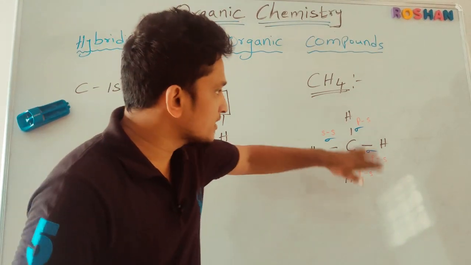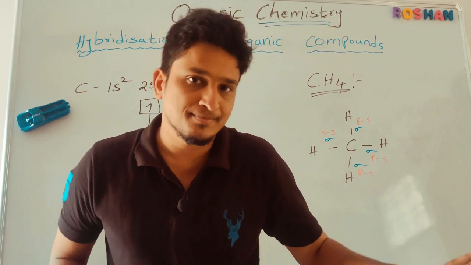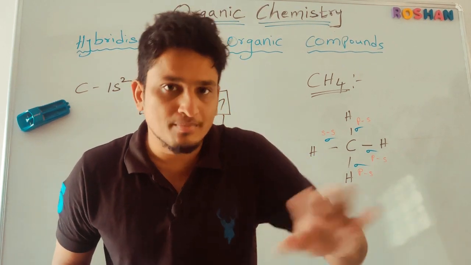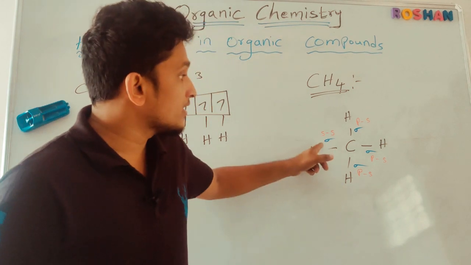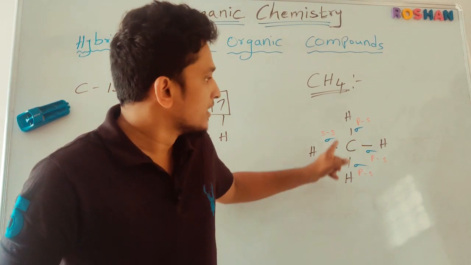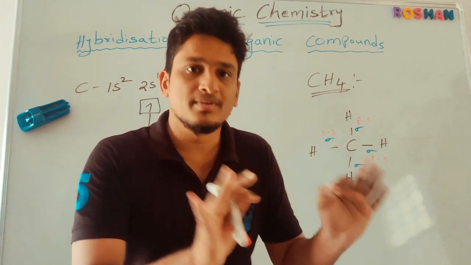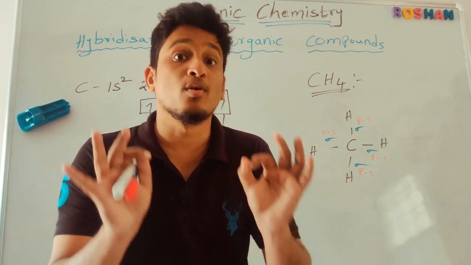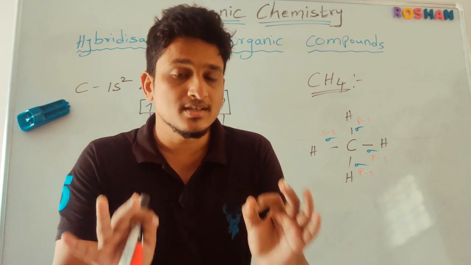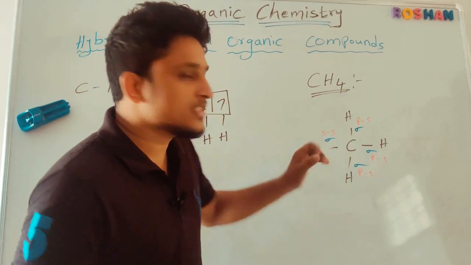Out of all these 4 single bonds, is the overlapping the same? Is the overlapping between the orbitals the same? No. 1 sigma bond is from s and s overlap. The remaining 3 sigma bonds are from s and p overlap. So, sir, what's the problem here? The problem here is, students, bond strength. Do all these bonds have equal bond strength?